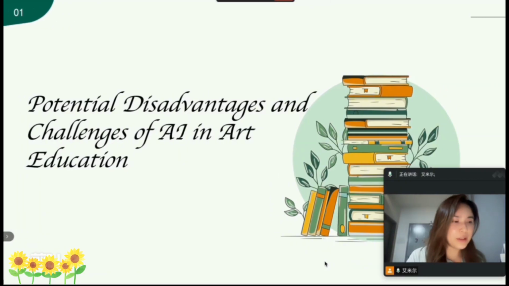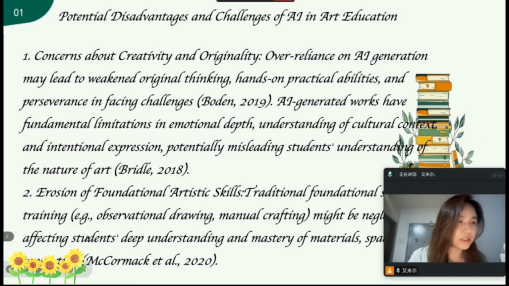Of course, we have analyzed the advantages of AI, but we cannot ignore the problems and challenges it may bring to us. So we found the following problems. The first point is excessive reliance on AI tools. It may harm students' original thinking. The practical ability and the perseverance to face challenges will be relatively weakened.